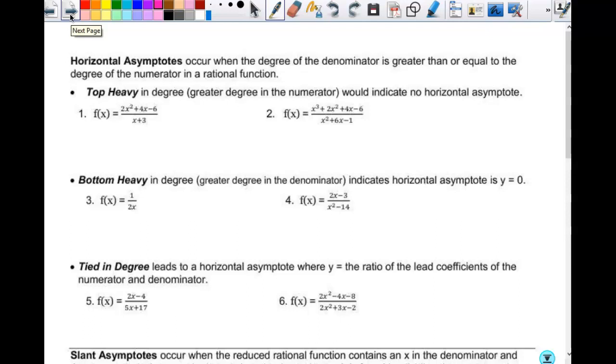Okay, so now we're going to look at horizontal asymptotes. Three things can happen when you have rational functions. They can be top-heavy, bottom-heavy, or tied in degree. And we're talking about the degrees of the numerator and denominator.